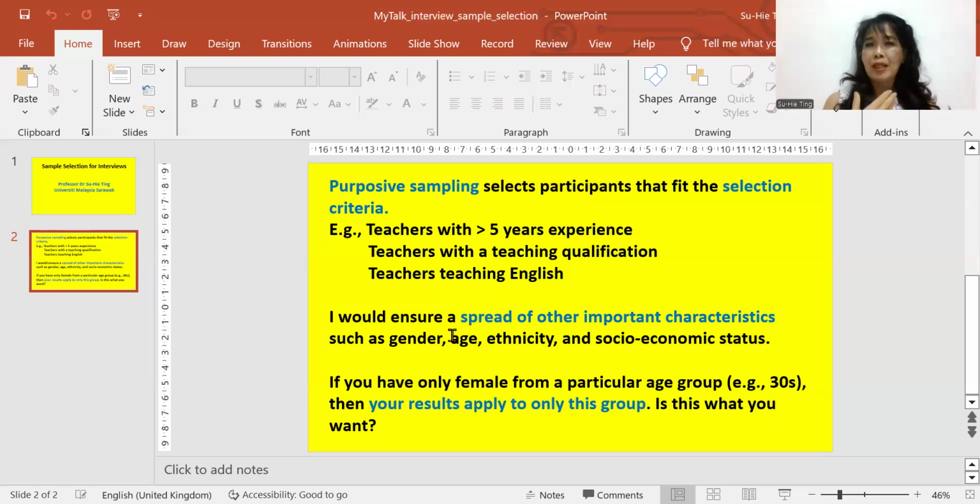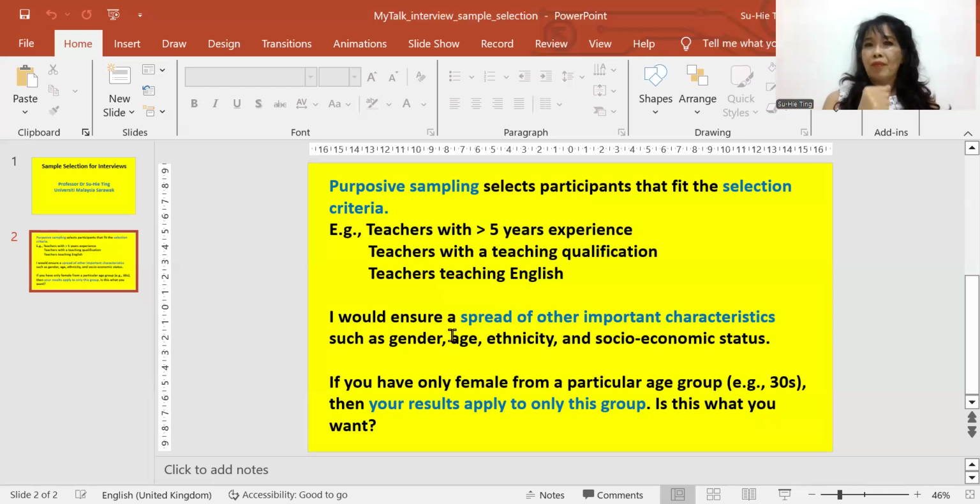Then, for me, I would also ensure that there is a spread of other important characteristics, such as gender, age, ethnicity, and socioeconomic status. And if I'm not studying teachers, maybe occupational groups are important too, because all these influence our worldviews, influence our realities and our experiences, which can be important and can explain why they have certain views.